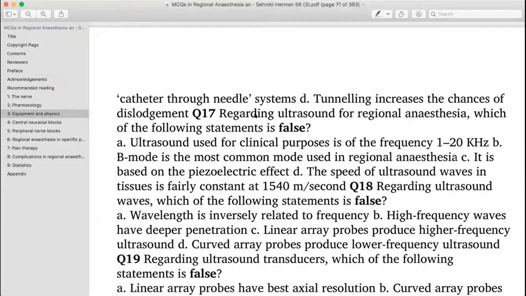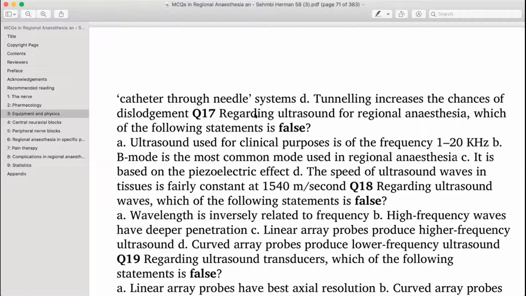I am right now on question 17. Yes, okay, I am on 17. I was reading the 20. No, I am on question 17. Only 4 questions. The question regarding ultrasound, which is false. Okay, false. A, 2 to 20.